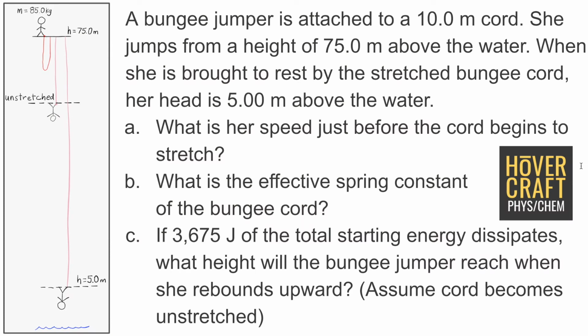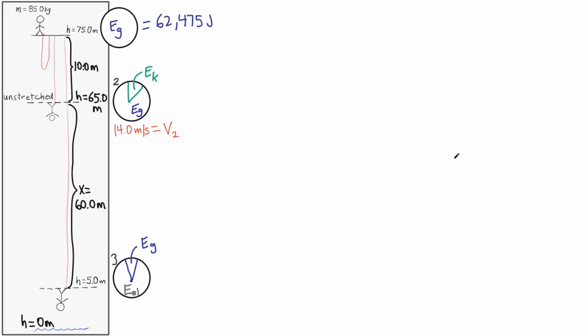The second question asked, what is the effective spring constant of the bungee cord? Again, spring constant is a number that describes the stiffness or the stretchiness of a spring. It's measured in newtons per meter. I've noted some important values that we determined in step 1. We found that the speed at position 2 is 14.0 meters per second. That was the answer to the first question.